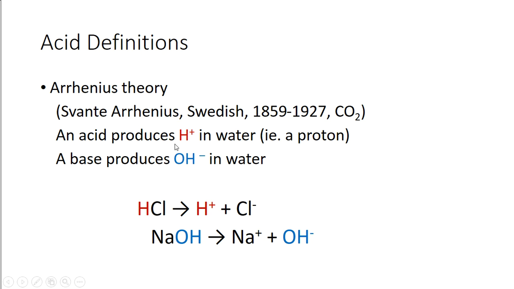So he said that acids will produce H plus in water. A famous acid, hydrochloric acid, when you put it in water, separates into an H plus and a Cl minus. And he said a base would produce OH minus in water. A famous base, sodium hydroxide, would become sodium plus and OH minus in water. So sodium hydroxide produces OH minus, HCl produces H plus. That's what he said an acid would do: make H plus, and a base would make OH minus.